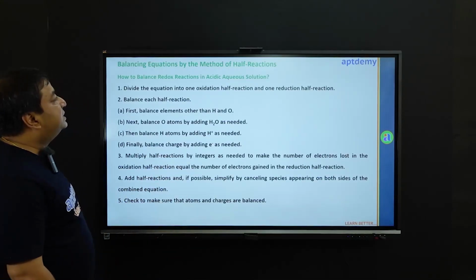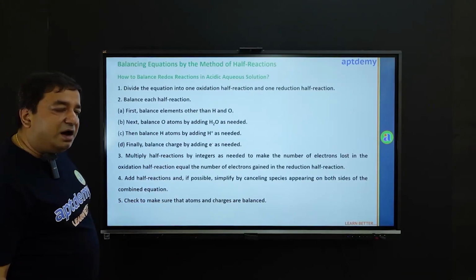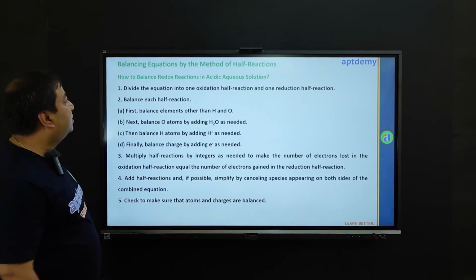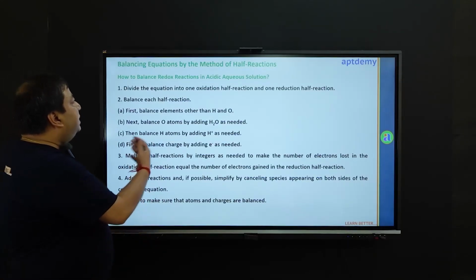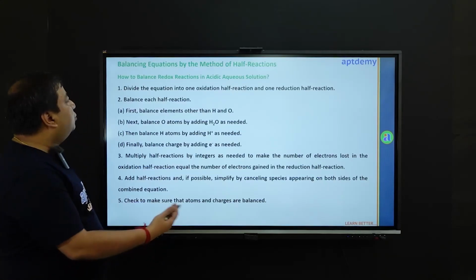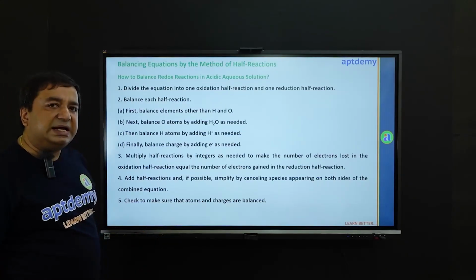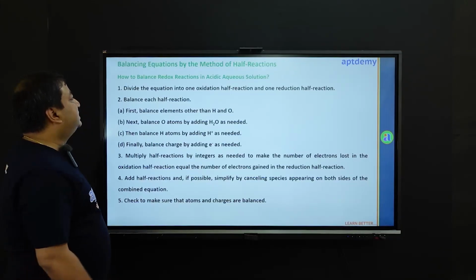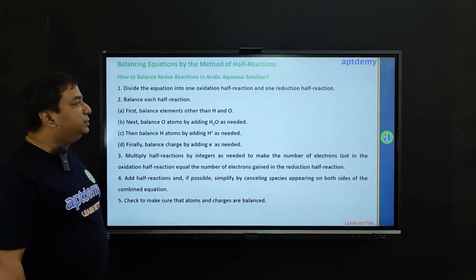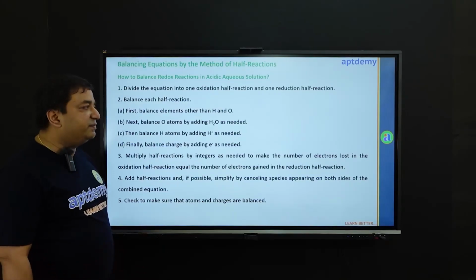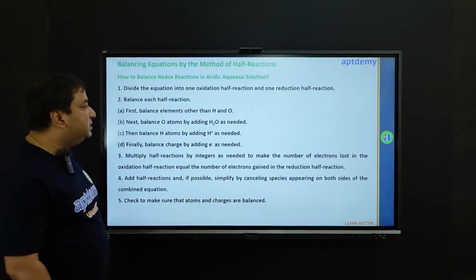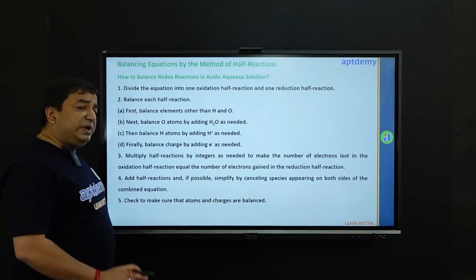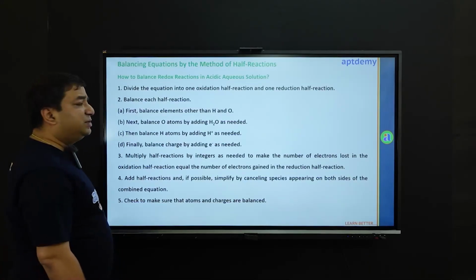Now, balancing equations by the method of half reactions, also known as the ion electron method. Now we will learn some rules, as in how to balance redox reactions in acidic aqueous solutions. So first of all, what we do is divide the equation into one oxidation half reaction and one reduction half reaction. Now we have to balance each of these half reactions. So how do we do that?